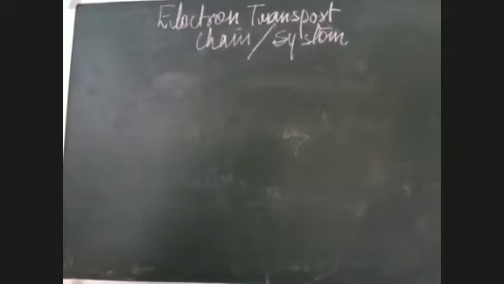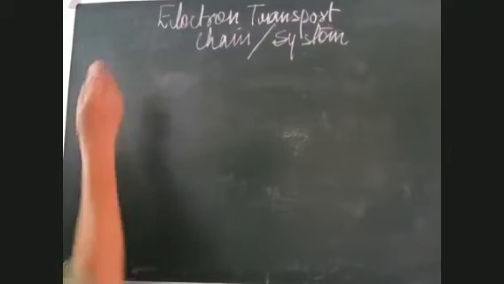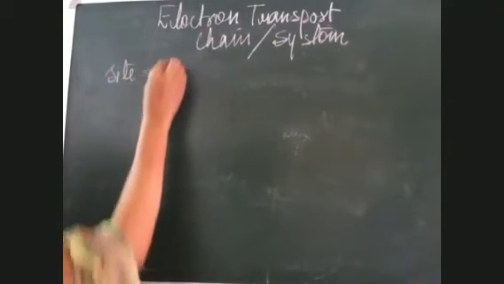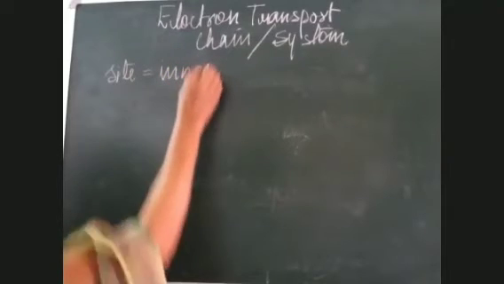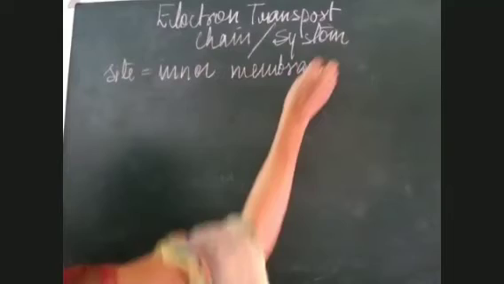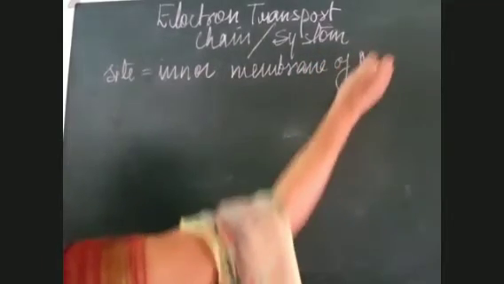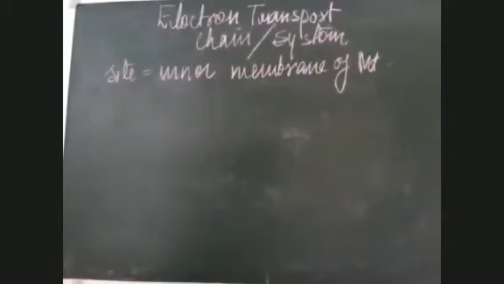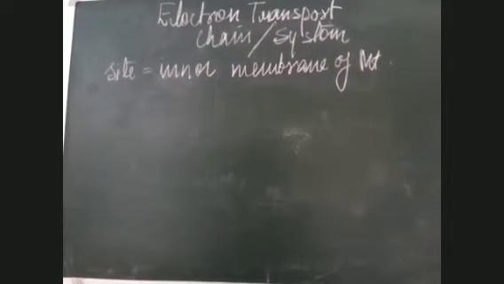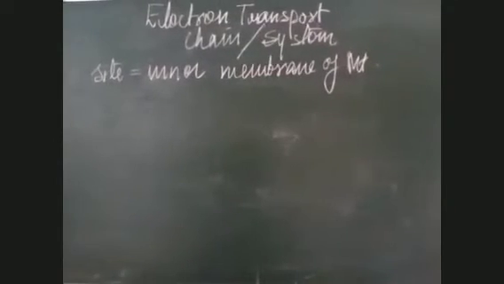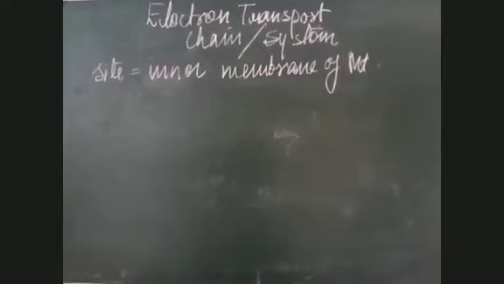And the site for this electron transport chain is the inner membrane of mitochondria. I'm writing in short for you. So the site for this is the inner membrane of mitochondria, where this process takes place. Now, what happens during the process and how this process goes on, this I'm going to tell you.